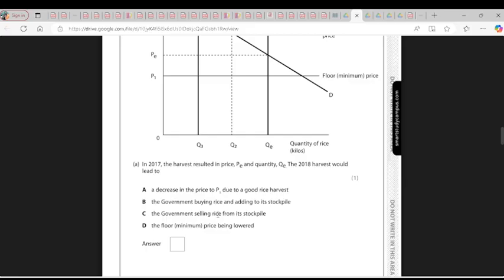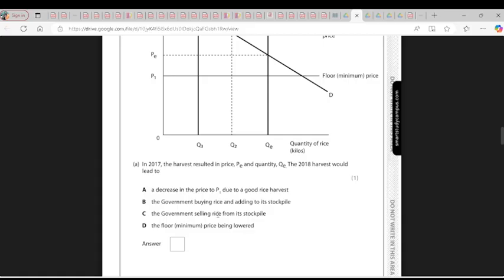A, a decrease in the price to P1 due to a good rice harvest. No, there's no decrease in price. There's an increase in price here. B, the government buying rice and adding to its stockpile. Government will not buy anymore here because there's shortage. Government has to sell the ones they have. D, the floor minimum price is being lowered. No, the minimum price is not lowered. Do you get it? Yes. So the answer is C.